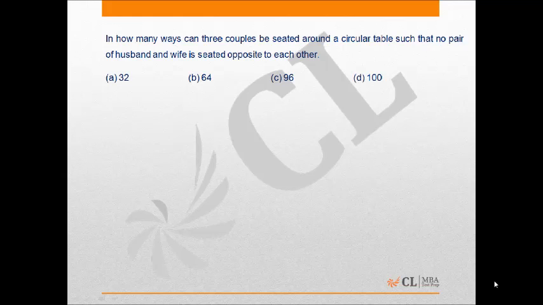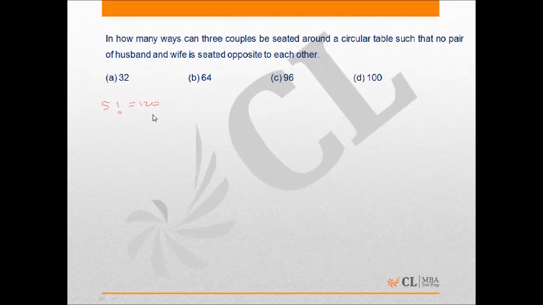Three couples are sitting around a circular table. That means six people are sitting around a circular table, and we have to find out the number of ways in which no husband and wife is seated opposite to each other. So there are a total of six people who can sit around a circular table. The total number of ways they can sit is 5 factorial, that is 120.